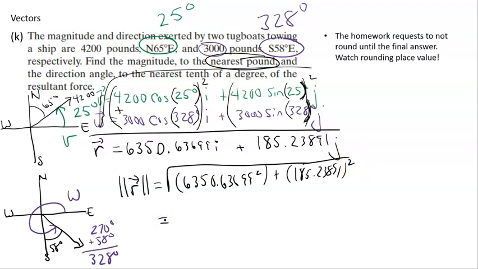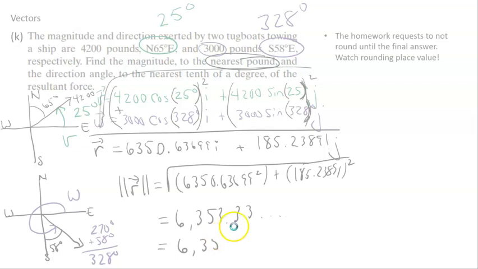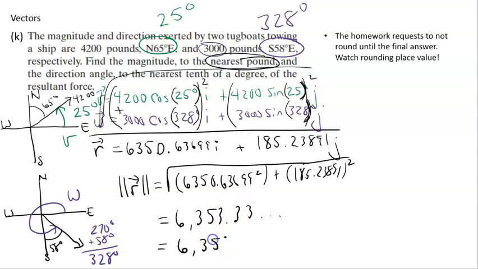Now, when you type this in, square plus square, and then take the square root of that entire result, you get 6,353.33, and it keeps on going. I'm supposed to round to the nearest pound, so 6,353 pounds. That is the magnitude of your resultant vector.